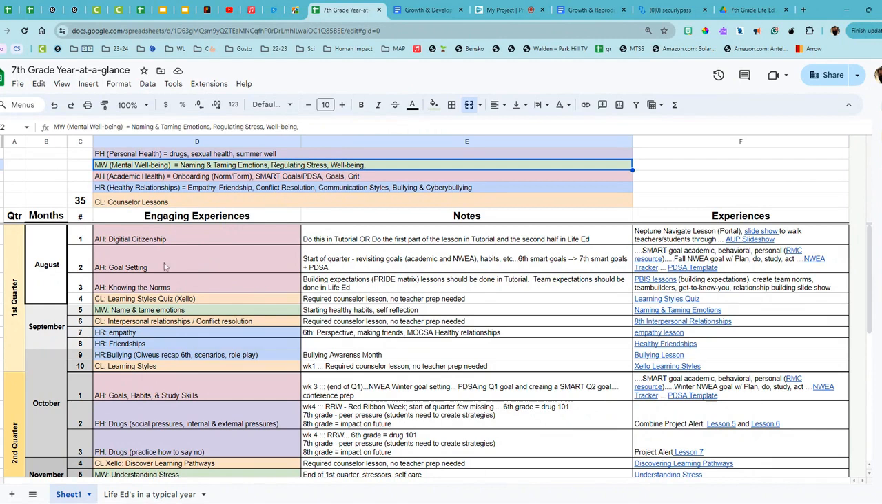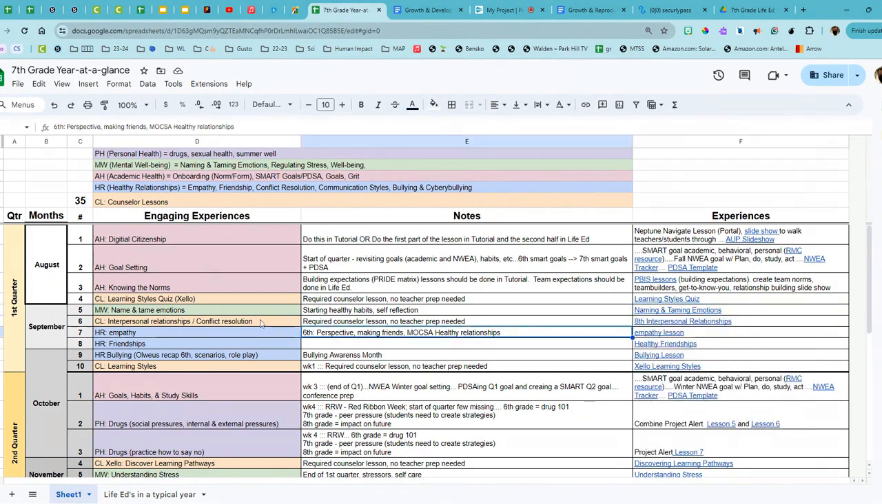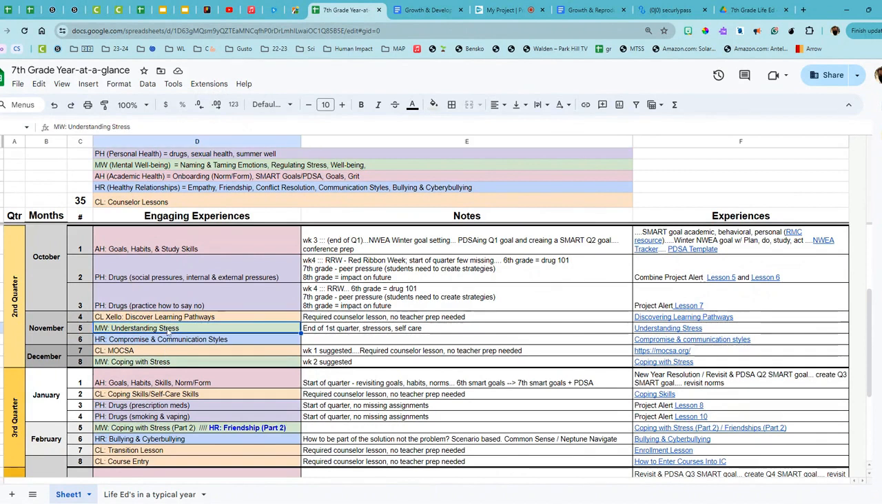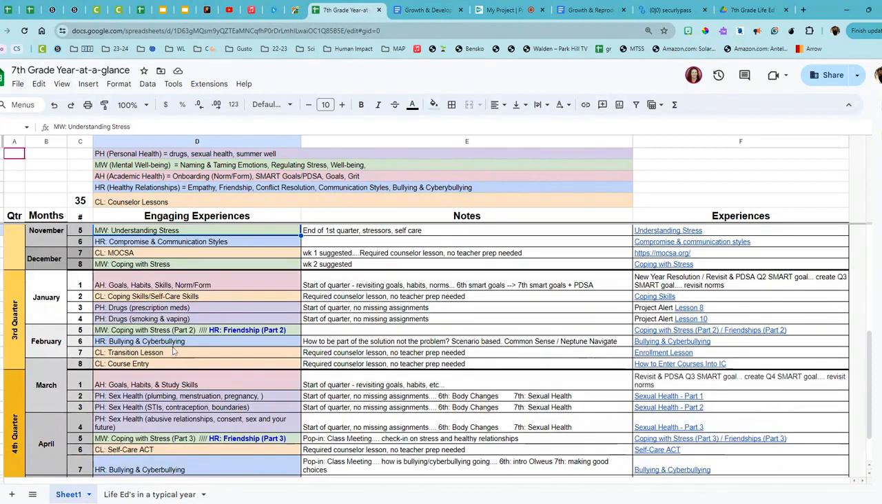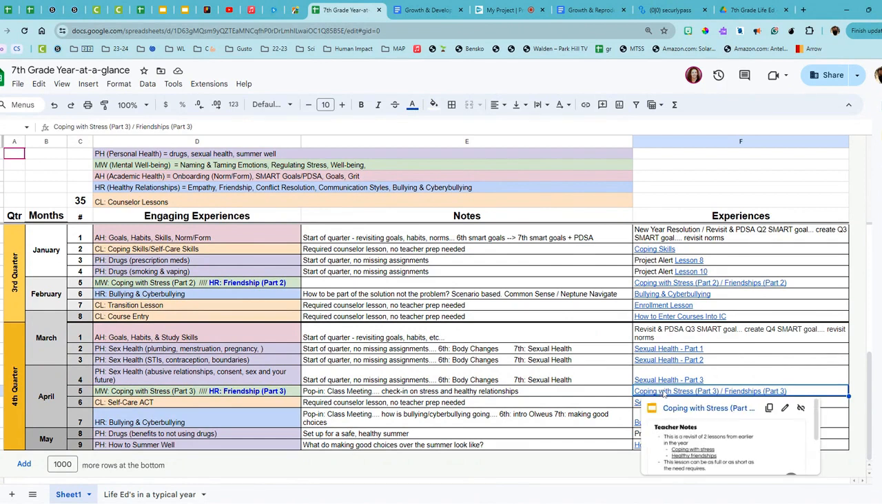Then if we look at the mental well-being, in September, we're naming and taming emotions, stealing the best from Character Strong using this lesson. We're focusing on stress in November and December. And then what I really like here is, check this out, we are just revisiting stress here and here, since stress exists throughout the entire calendar year. And what's cool is, for these lessons that were created for you, they're recalling the same slides, but they're meant to be just a quick pop in. Let's talk, how is stress going?